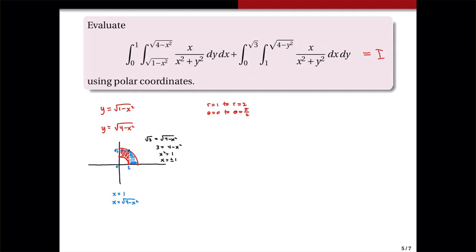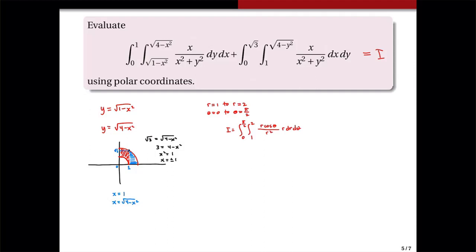Your I now becomes the integral from 0 to pi over 2, integral from 1 up to 2 of the integrand x, that's r cosine theta, and then x squared plus y squared, that's r squared. And then we have dx dy or dy dx, that's r dr d theta.